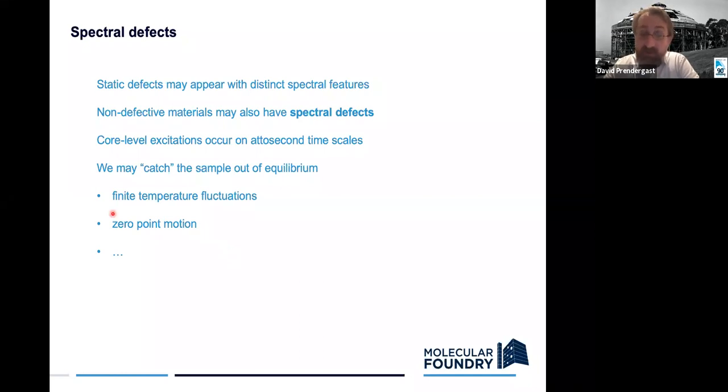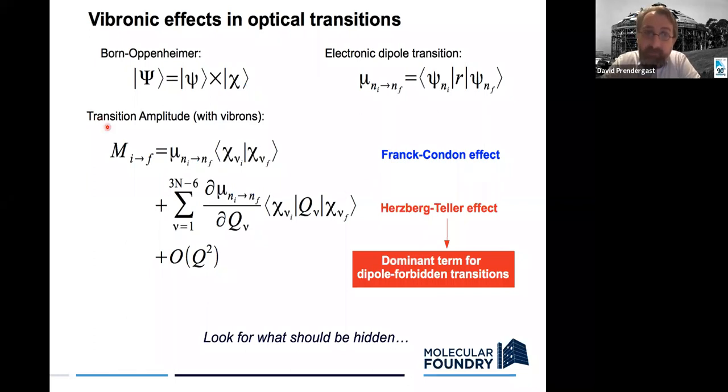So this could be something as simple as finite temperature fluctuations, or even zero-point motion that's always present, that might be visible in spectroscopy. So why is that? Well, I already hinted at the Born-Oppenheimer approximation. If I imagine the total state of the system as being a direct product of its electronic component and its nuclear component, then the electronic transitions are only impacting the electronic part, to a rough approximation, especially for X-ray excitations. We'll ignore the fact that the nuclei might have charges. And so the dipole transition operator here defines the transition.